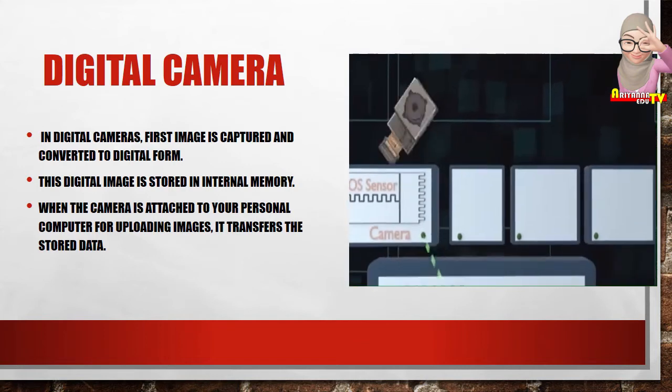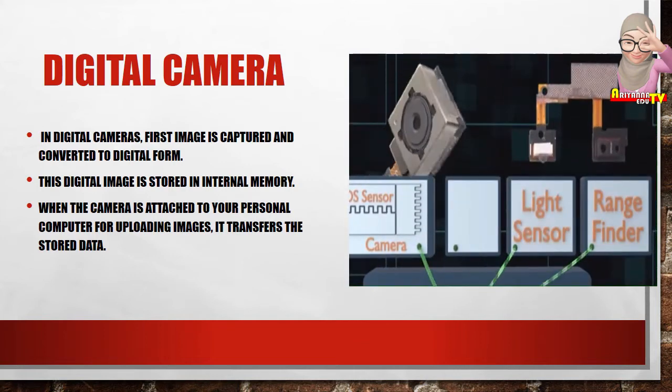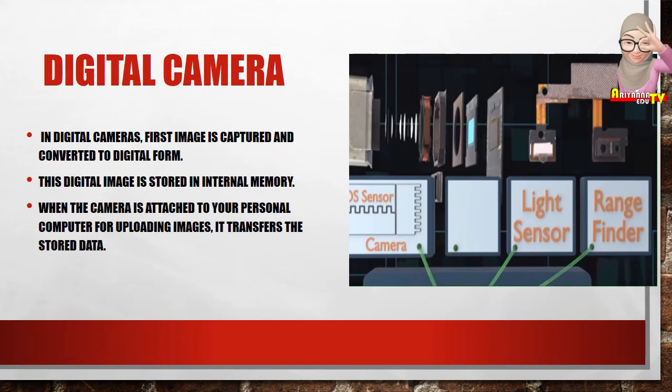In digital cameras, first the image is captured and converted to digital form. This digital image is stored in internal memory. When the camera is attached to your personal computer for uploading images, it transfers the stored data.